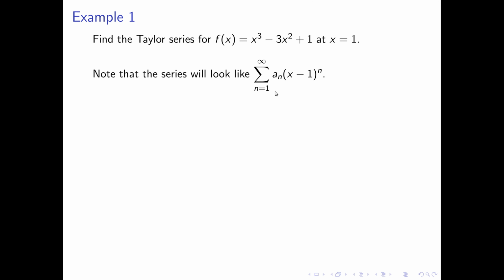Good. I don't know why I started that at 1. This should be a 0. Sorry about that typo. This is starting at n equals 0 down here. Good. All right. So let's compute the a sub n by computing the derivatives.